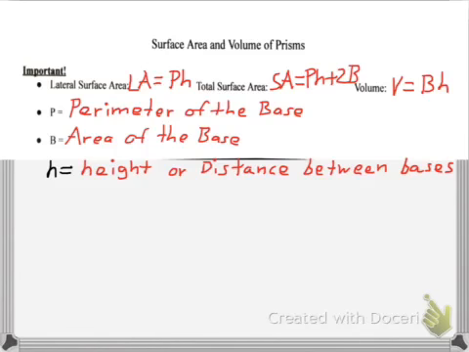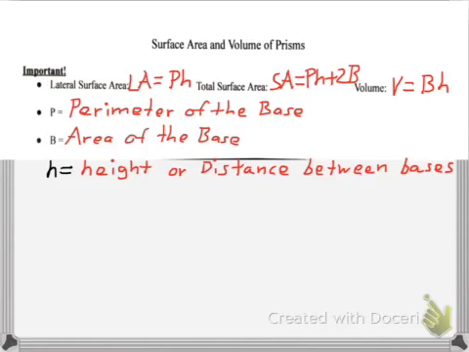Our equation here for lateral surface area of a prism is LA equals capital P times little h. Capital P, you'll see listed below, is defined as the perimeter of the base, and h is defined as the height, or we're really going to talk about it being the distance between the two bases when you have a three-dimensional figure.